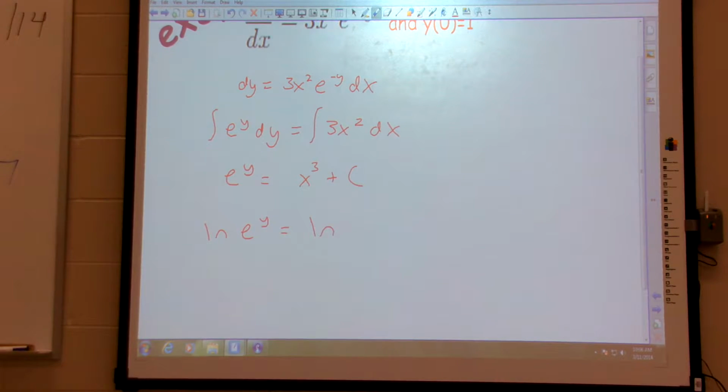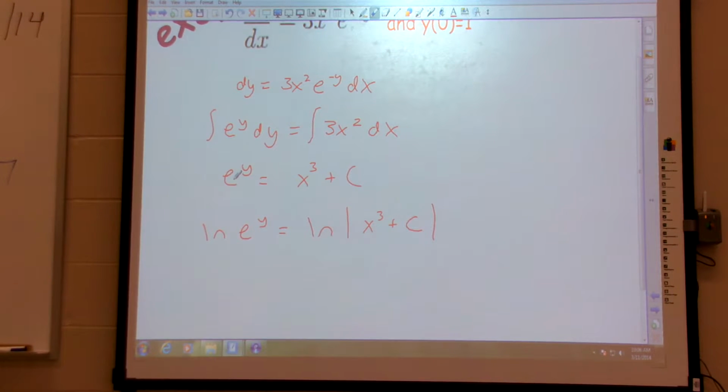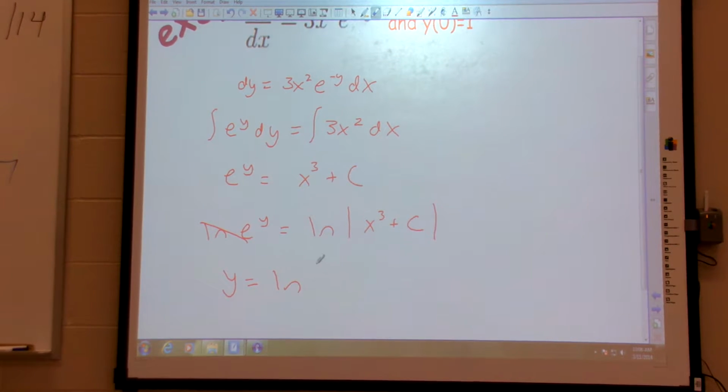I don't want you skipping any steps on these problems at all. Because usually, sometimes like I said, it'll be like, show that this is the derivative. We've done a couple of those before. So cancel. I'm left with y equals the natural log of the absolute value of x cubed plus c.